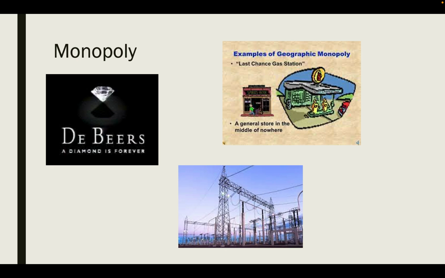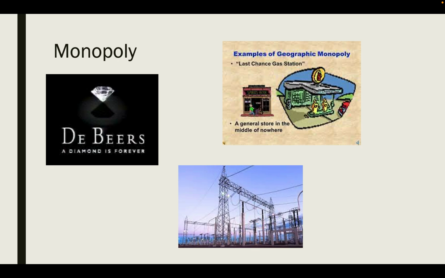All of your utilities are monopolies. Here where we live, you don't have a choice in which electric company that you're going to get your electricity from. If you live in town, you don't have a choice on where you get your water. You don't have a choice with your sewage or a lot of the utilities. So, and we're going to talk a little bit more about that.